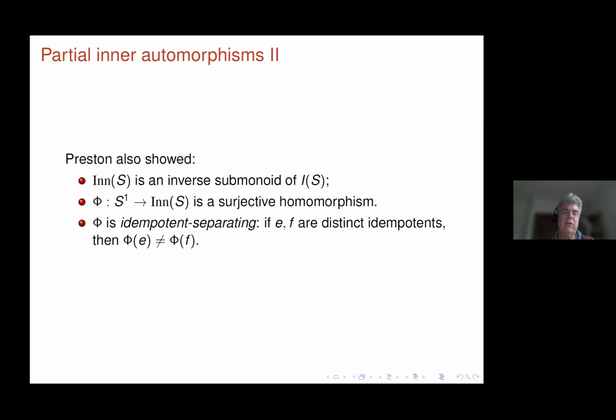The mapping that sends S1 to the corresponding partial inner automorphism is a surjective homomorphism. And also a useful fact is that this mapping is idempotent separating. If you have distinct idempotents, their images are in fact distinct. Now, all that's left here is to describe the kernel of this homomorphism uppercase phi. And I mean kernel in the sense of kernel relation, meaning kernel congruence.